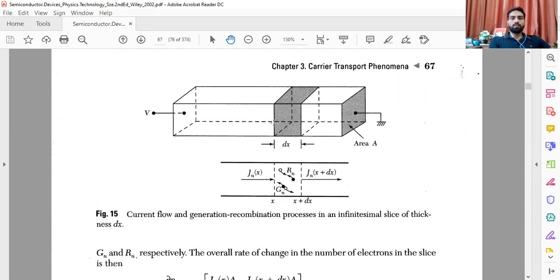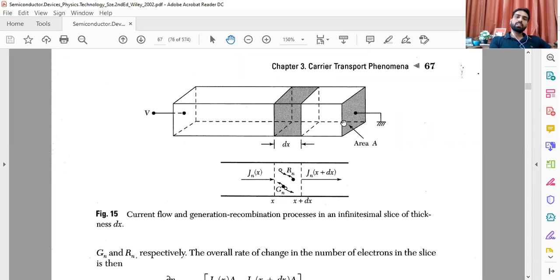Infinitesimally small. If we are talking about an infinitesimally small slice, it means a very, very small piece. Infinitesimally small means very, very small, tending towards infinity, the smallest possible size. We have just taken a very small piece of size, and this small piece has a cross-section area A.